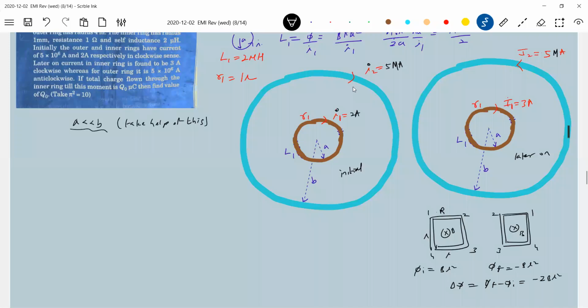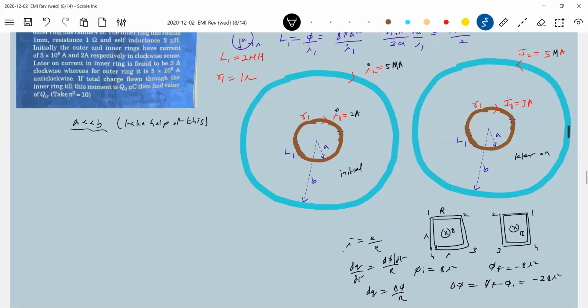Can we calculate how much charge has flown? I think I gave one method, a very easy approach to that. We know I equals E by R, and I is dq by dt. So the charge flown through the square frame loop is the change in flux divided by resistance.